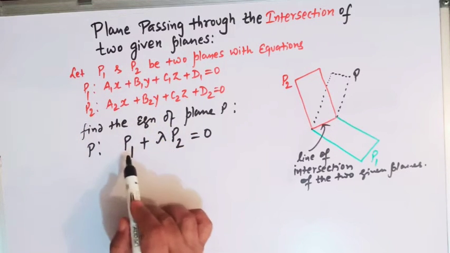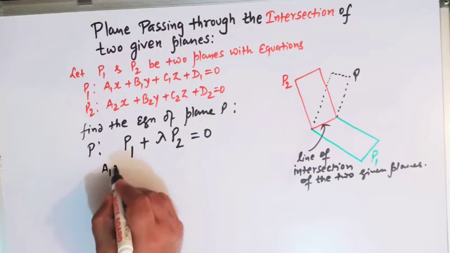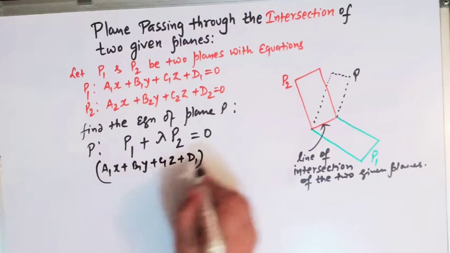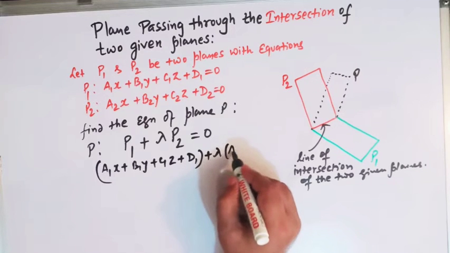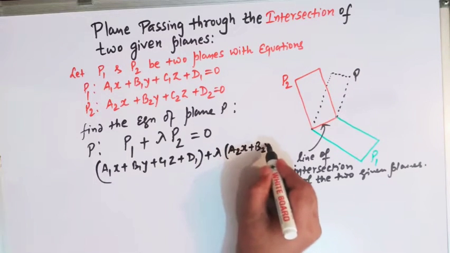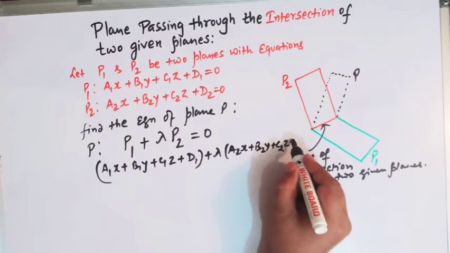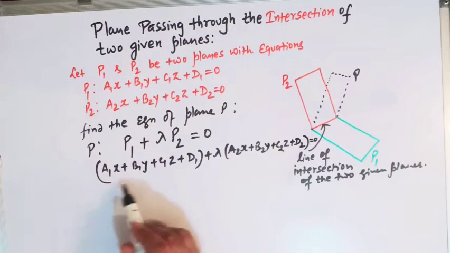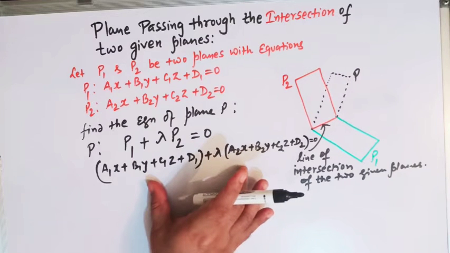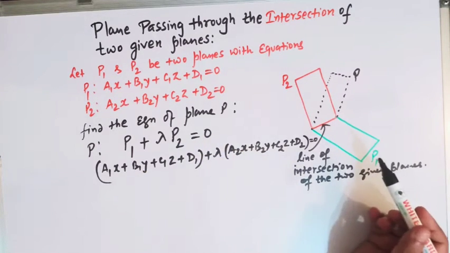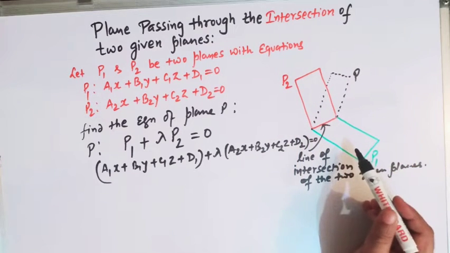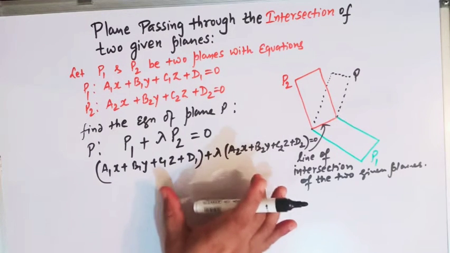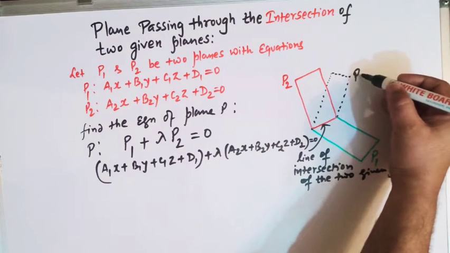Now if we substitute the values of P1 and P2 here, we get a1x plus b1y plus c1z plus d1 plus lambda times a2x plus b2y plus c2z plus d2 is equal to 0, right? So this is the required Cartesian form of the equation of the plane passing through the intersection of the given planes for each value of lambda. So this is the Cartesian form of this plane P, right?